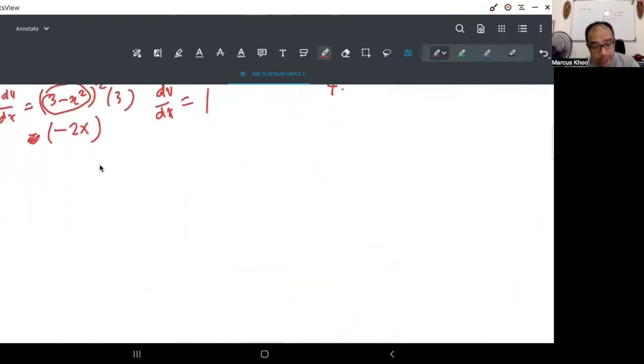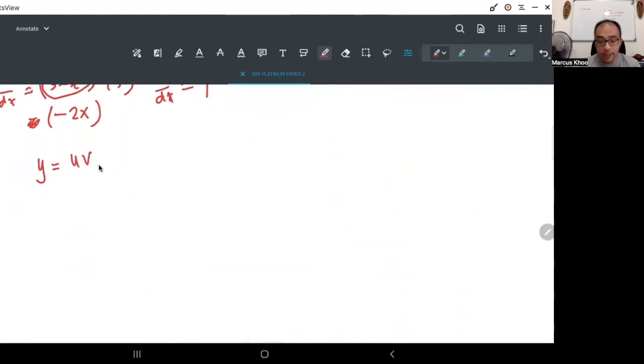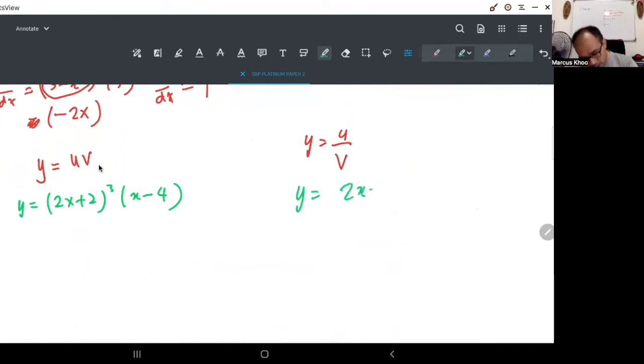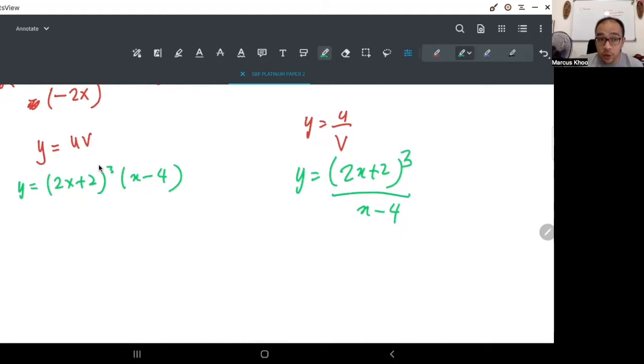But just to recap. Let's say it is y equals u times v, for example y equals (2x plus 2) to the power of 3 times (x minus 4). For example, this is u times v. The second type is y equals u over v, for example y equals (2x plus 2) cubed over (x minus 4). So if it is y equals u times v, then dy/dx will be u dv/dx plus v du/dx.